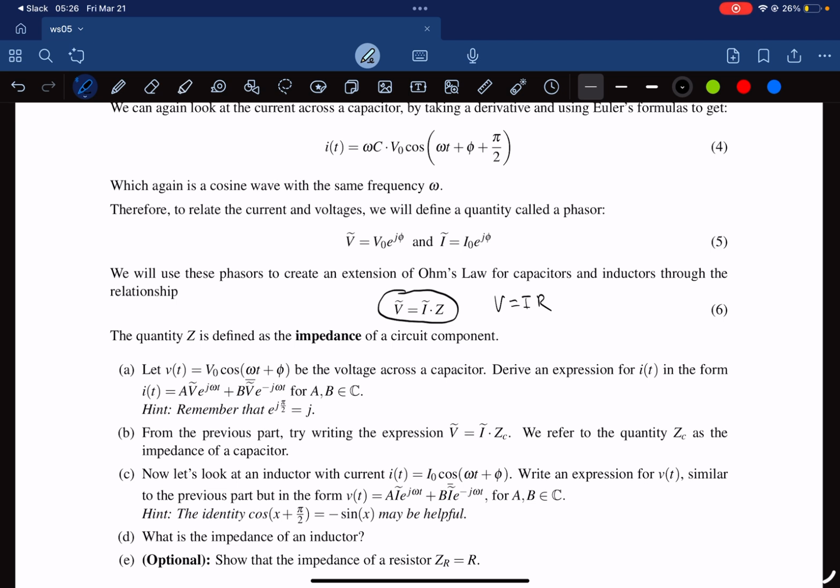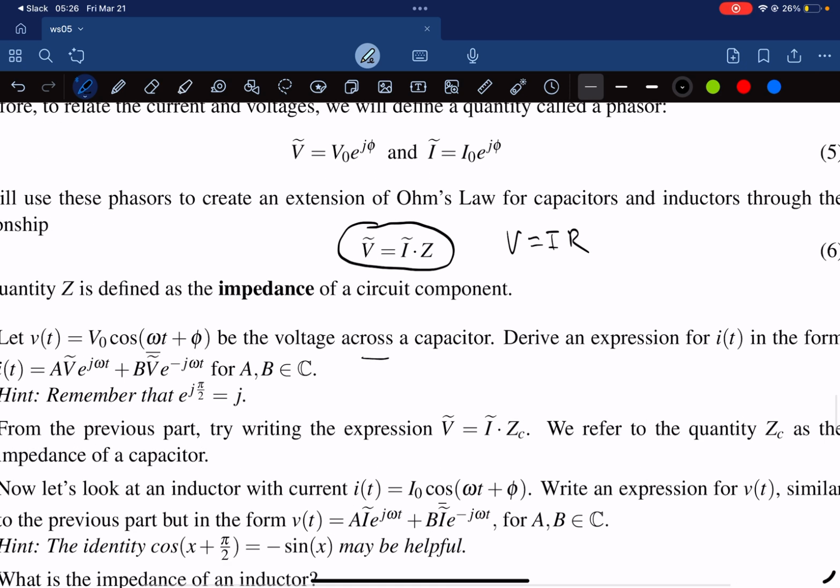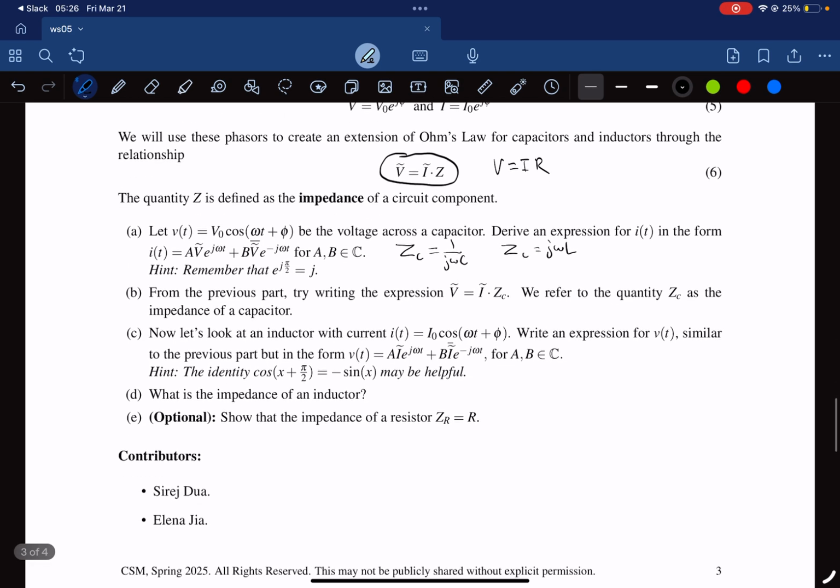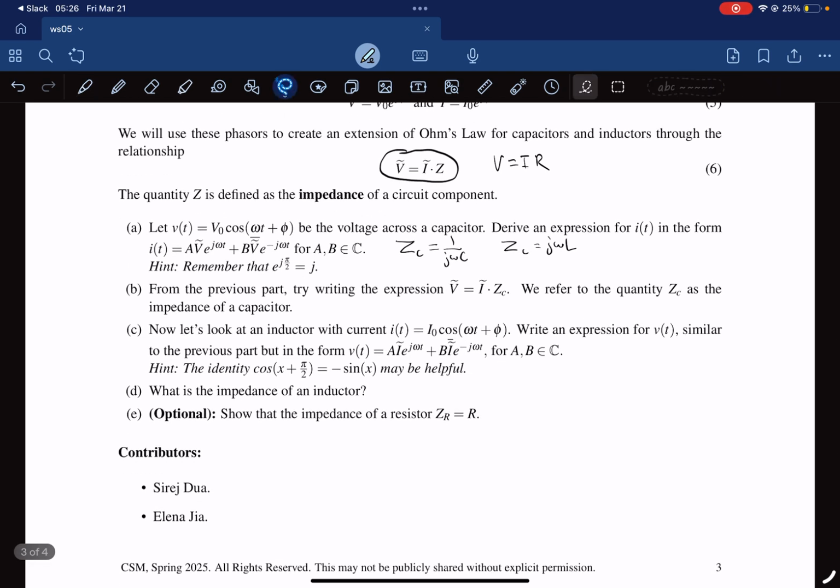So now we're going to derive those equations from earlier for inductors and capacitors. Remember, we had the impedance of a capacitor equal to 1 over j omega C, and the impedance of an inductor equal to j omega L. And I guess let's get started. So part A, let me get this pasted over.